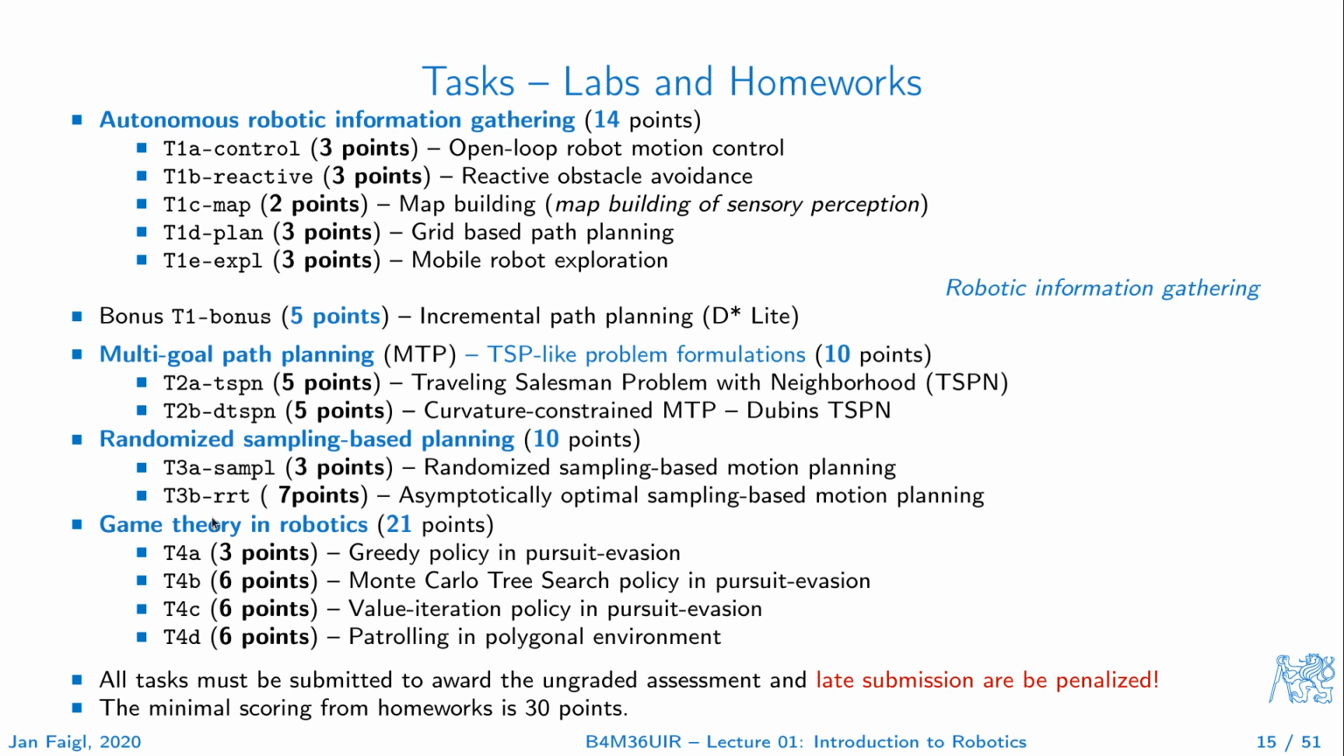And for the game theory in robotics, there are 4 tasks: greedy policy in pursuit evasion, Monte Carlo search policy, value iteration policy, and finally patrolling in polygonal environment, where you can enjoy, let's say, not reactive-based decision making, but with some thoughts about what if. That provides, let's say, more intelligence to your robots.